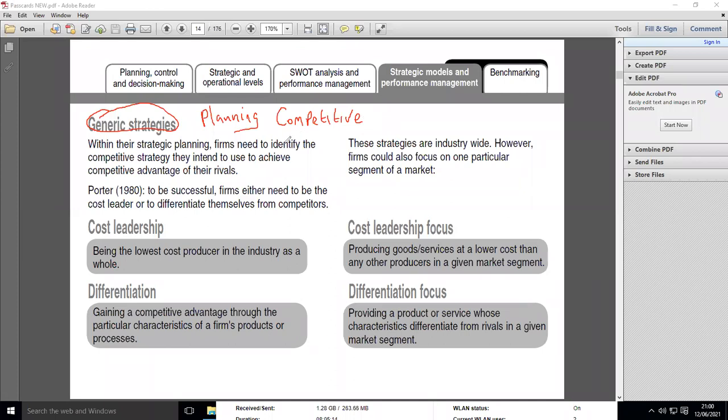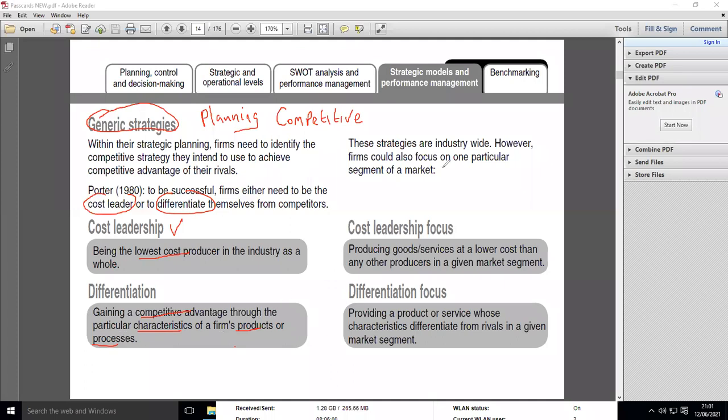Within their strategic planning, firms need to identify the competitive strategy they intend to use to achieve competitive advantage. To be successful, firms either need to be cost leaders, so pursue cost leadership, or you need to differentiate yourself. Cost leadership being the lowest cost producer. Differentiation is getting competitive advantage through particular characteristics of firms' products or processes. So you want to distinguish yourself in terms of characteristics of your products and your processes.